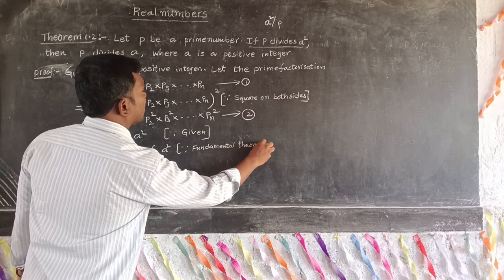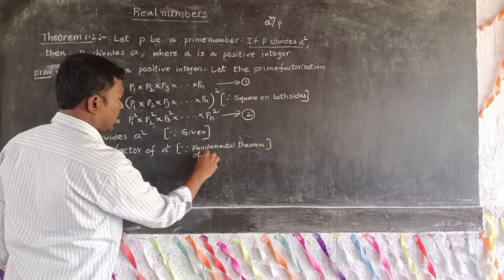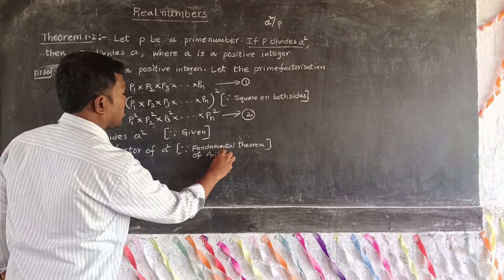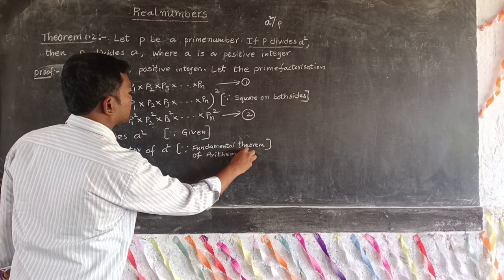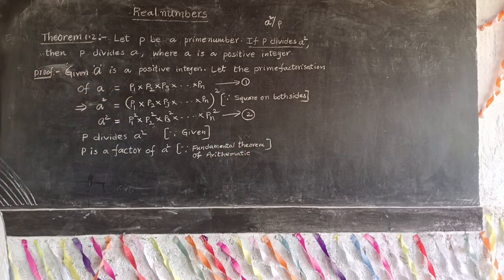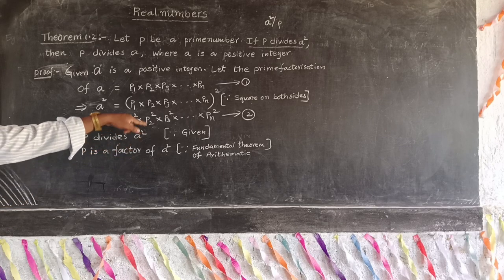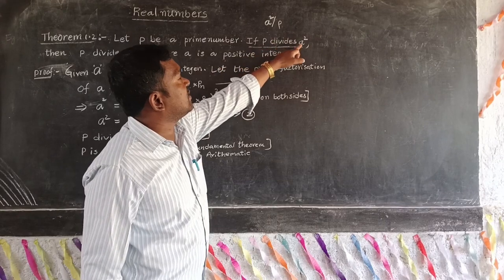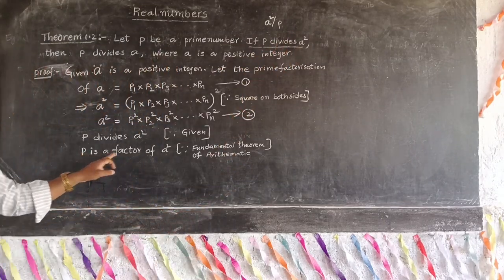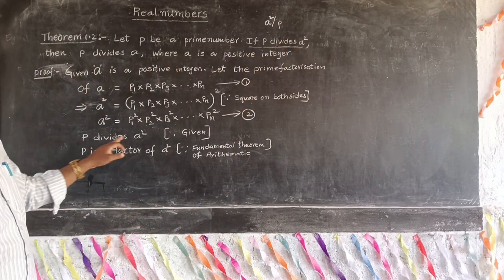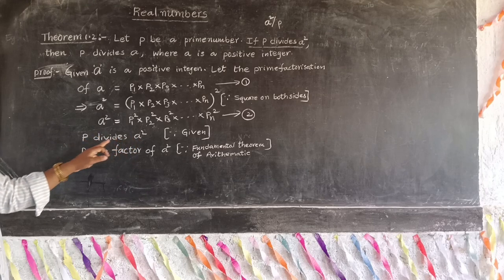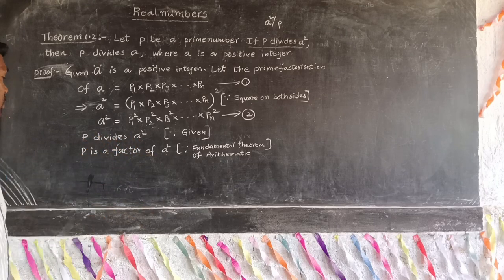Fundamental theorem of arithmetic. According to the fundamental theorem of arithmetic, given that P divides a square, P is a factor of a square.